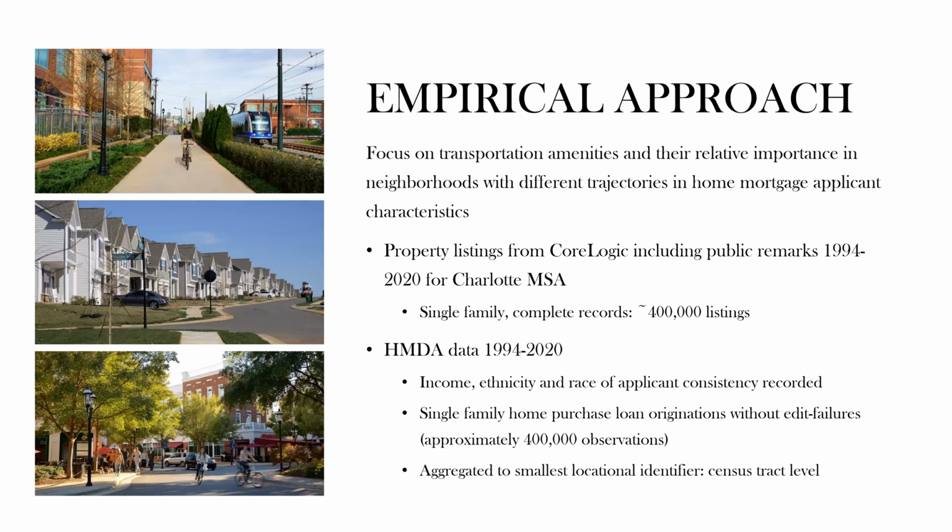So to take a closer look, what we do with this kind of massive data set of property listings from CoreLogic. We have longitudinal data going back from 1994 to 2020, about 400,000 listings. What we wanted to do was link the property advertisements to data on who's moving into neighborhoods. And this comes from HMDA, the Home Mortgage Disclosure Act, which publicly releases data annually on the race and ethnicity and income of people applying for mortgages in different neighborhoods. We took a focus on the role of transportation amenities and how their advertisements have played into the sorting patterns of who's applying for mortgages in different types of neighborhoods. Okay, next slide.